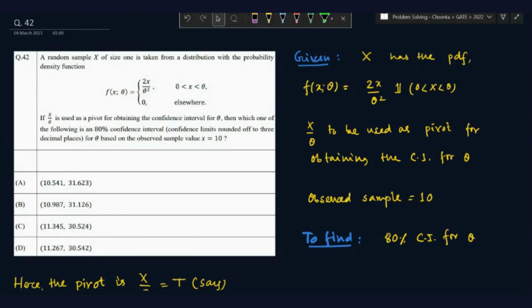Today we are going to solve problem number 42 of the GATE 2022 statistics paper. The problem says that a sample X is taken from the probability density function 2x by theta square, where X lies between 0 and theta, and 0 otherwise. We have to obtain the confidence interval for theta using X by theta as pivot. The confidence coefficient is 0.8.